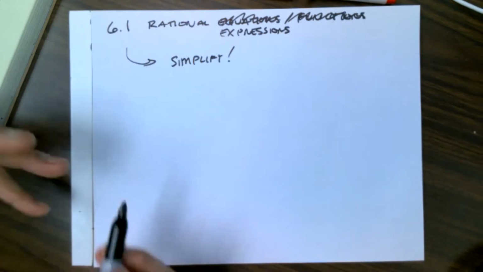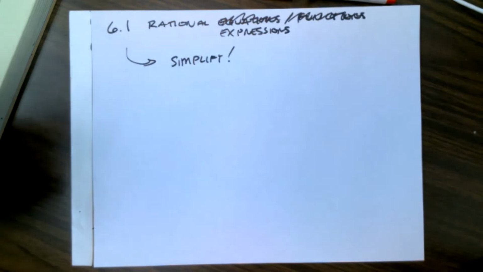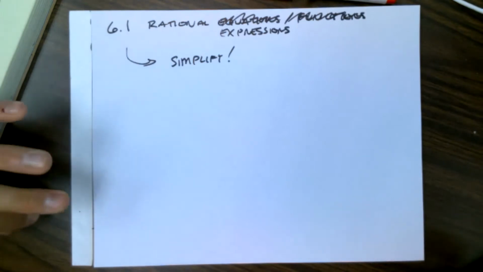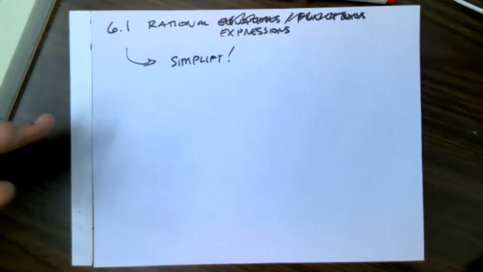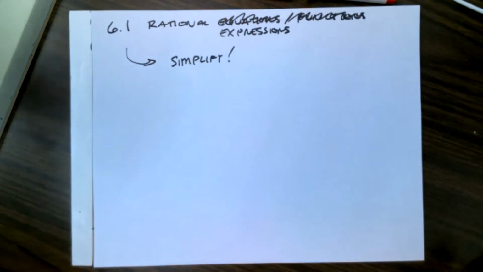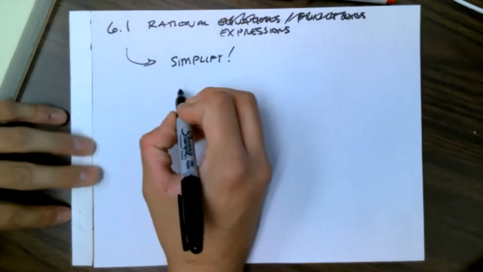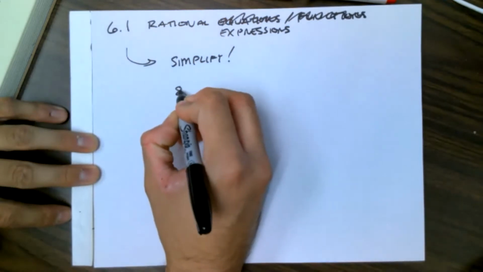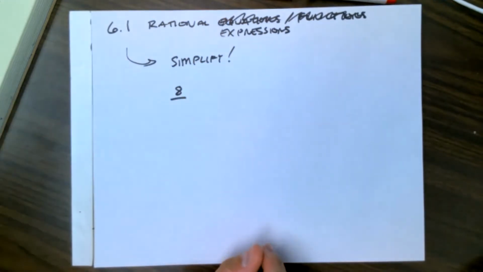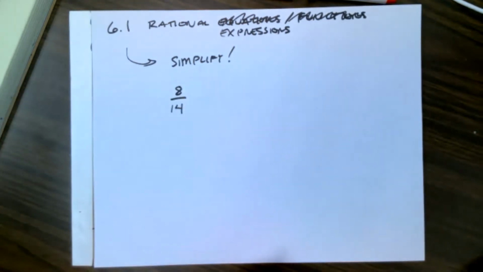So I'm going to go back to some basic fractional stuff. Now, this is probably different than how you might have learned to simplify numerical fractions in K-12, but this is the way I'm going to turn this into a higher level of simplifying. So let's say I've got 8 divided by 14. And I want to simplify 8 divided by 14.